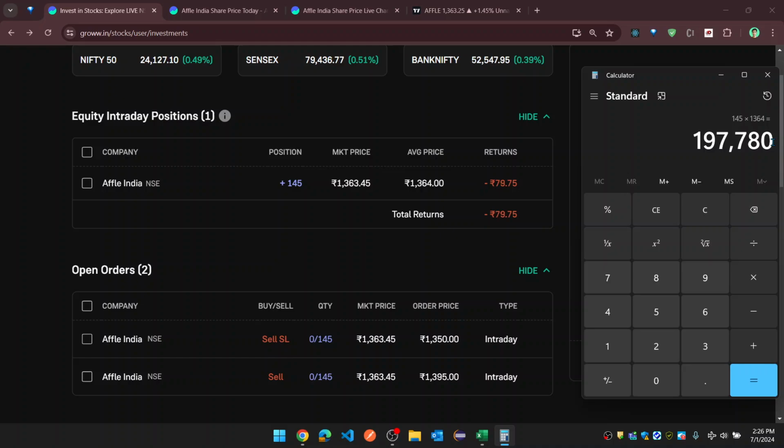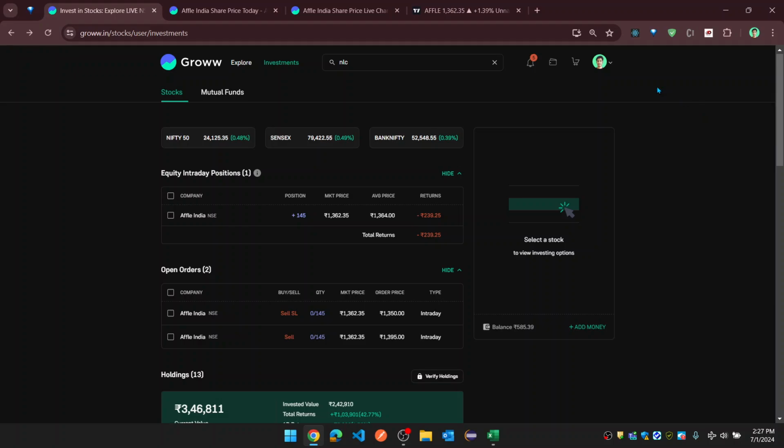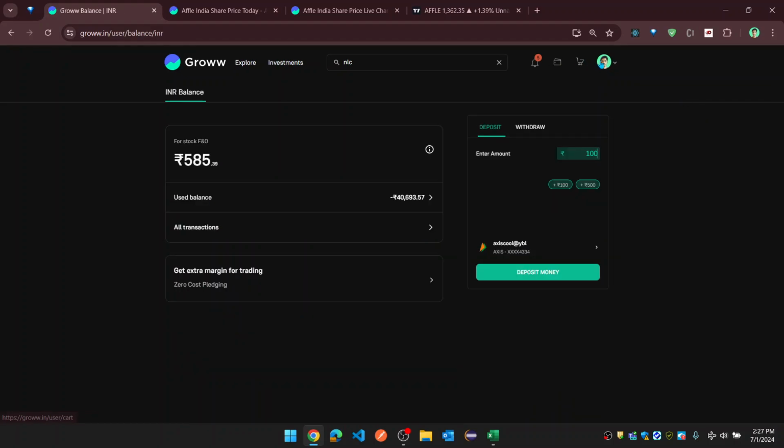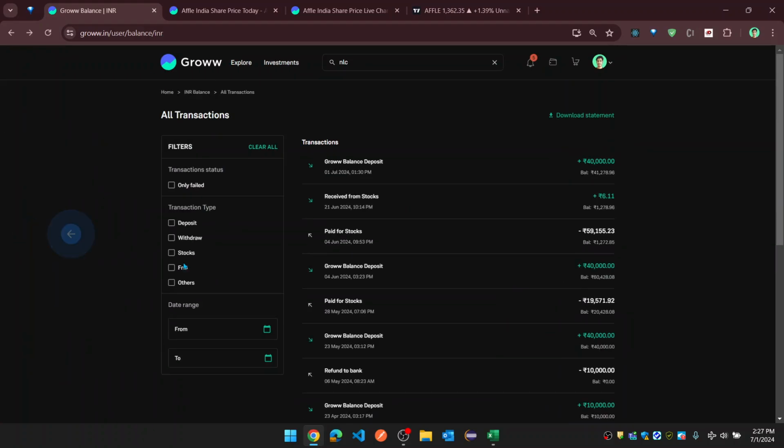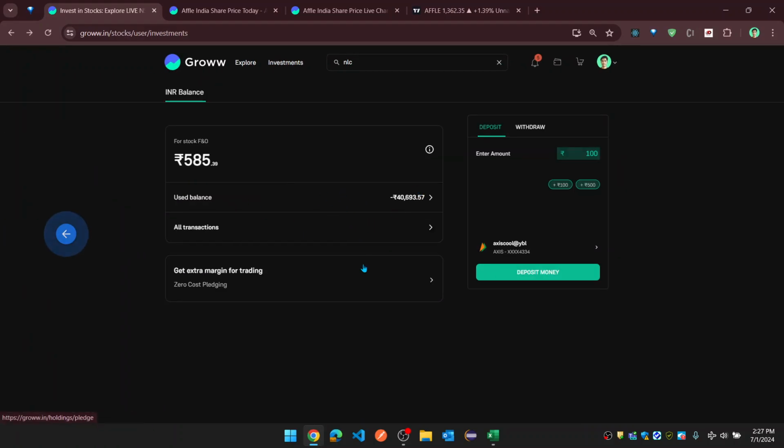My broker, Groww, has given me this money. If I multiply it with 0.2, that will give me the amount that I have invested. Yeah, 39,556. Also, if I show you, this is the amount of money that I added today itself. If I go to all transactions, you'll see that today, 1st of July, 1:30 p.m., I added this much amount, and I have taken a trade of this complete amount. Let's go back again.